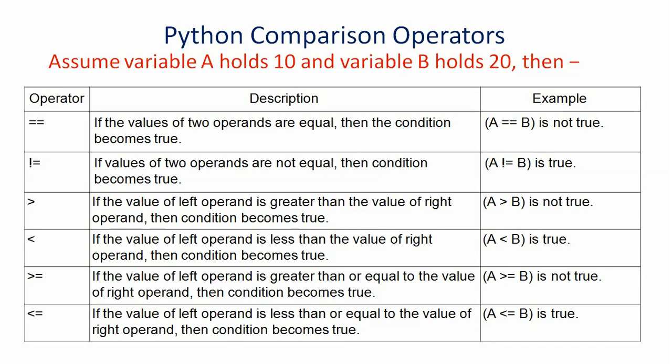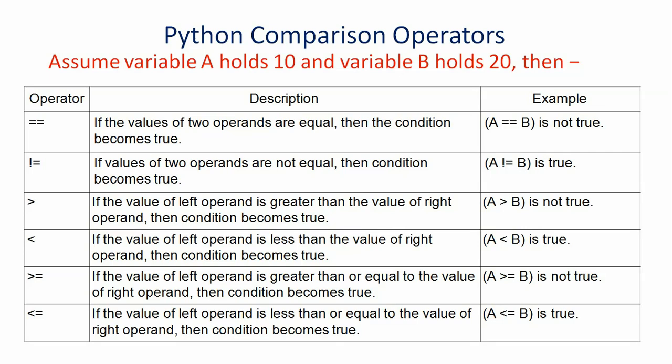Equal to. If the values of two operands are equal, then the condition becomes true. Not equal to. If the values of two operands are not equal, then the condition becomes true. Greater than. If the value of the left operand is greater than the value of the right operand, then the condition becomes true. Less than. If the value of the left operand is less than the value of the right operand, then the condition becomes true.